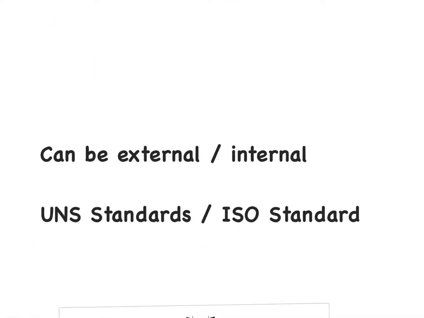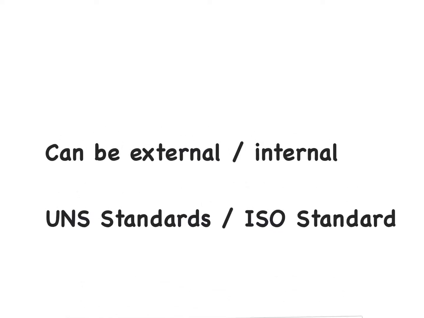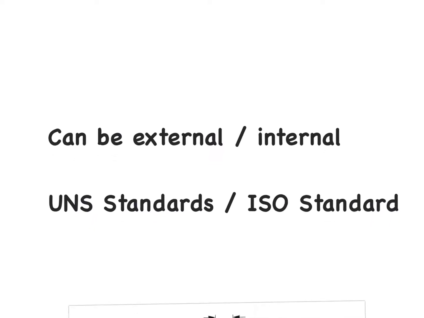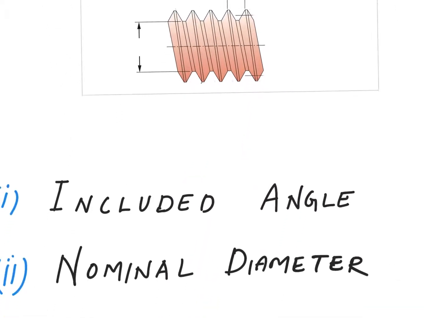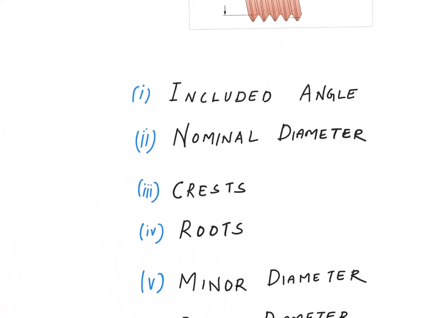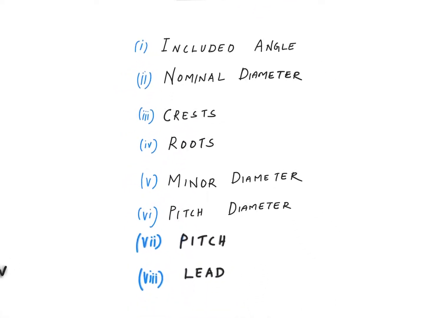Then threads can be external or internal, makes sense because we come across both of these types very regularly at work. Then the standards, it is slightly important. In US, I think they follow the Unified National Standards, and in India, we follow metric standards or ISO standards. That doesn't make a lot of difference in the physics or in the mechanics that govern these elements, but it's better to know there are two different standards prevailing in different countries. Okay, so we saw all these important terminologies.